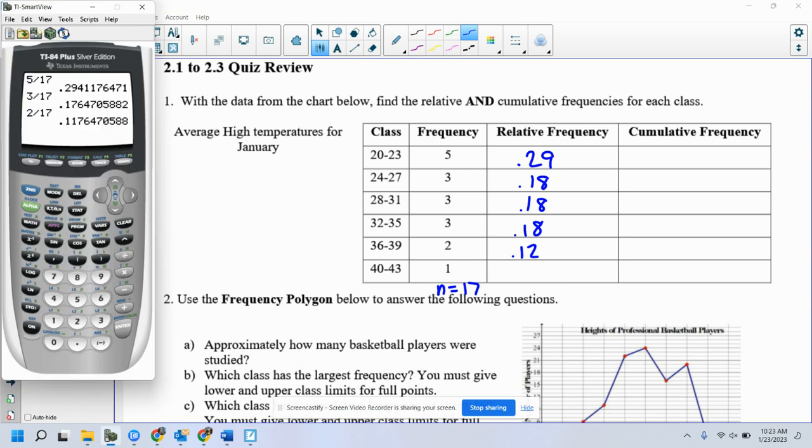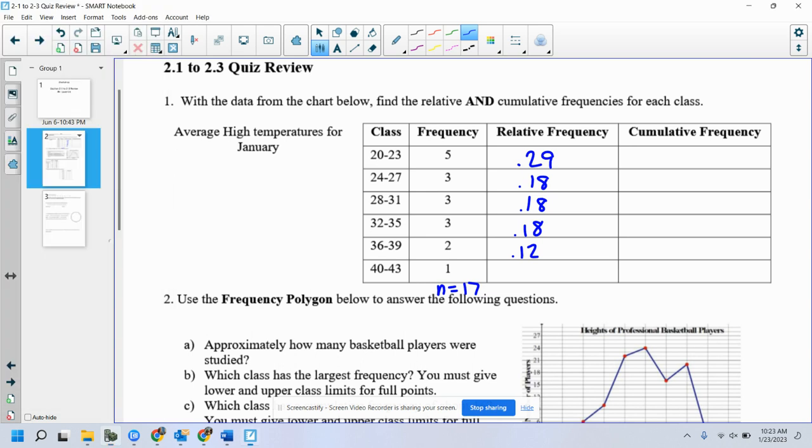1/17 is 0.06. 0.059, if you will. Again, percentages would be fine as well.